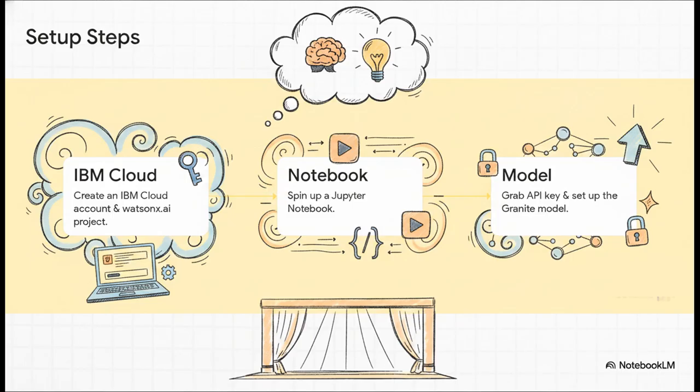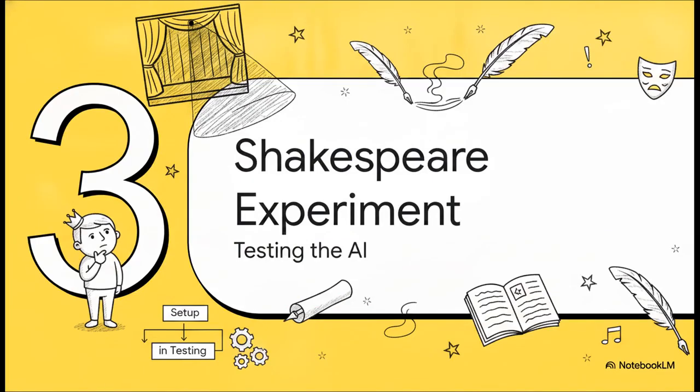Step 1, you log into Watsonx.ai using an IBM Cloud account. You can actually even use a free Lite plan instance for this, and you create a project. Step 2, you spin up a Jupyter notebook. If you don't know, that's just the perfect environment for data scientists to combine code, text, and visualizations. And finally, step 3, you grab your API key and set up the Granite 3.1-8b instruct model. Boom. In just a few clicks, your digital stage is built, the lights are on, and your AI is ready for direction.